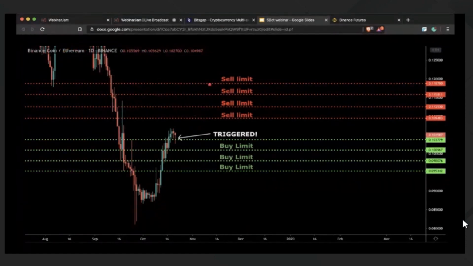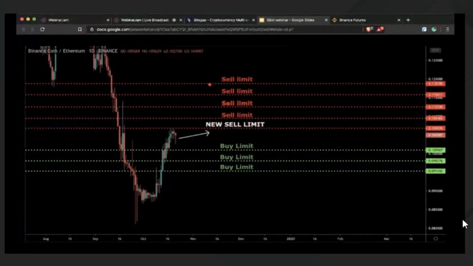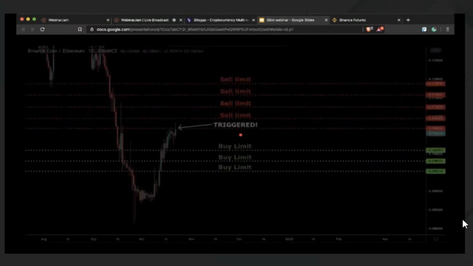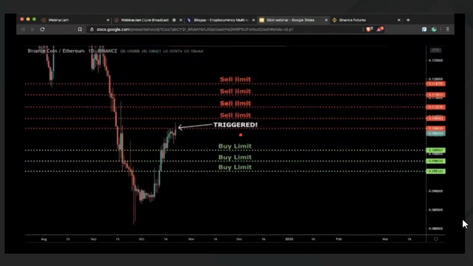All right. What happens next? A new sell limit order is placed right above the place where you've just bought some BNB coins. Then as the price moves upwards, you see it triggered the new sell limit order. That means that this time your bot is going to sell a portion of your BNB coins and you get your profit in Ethereum.